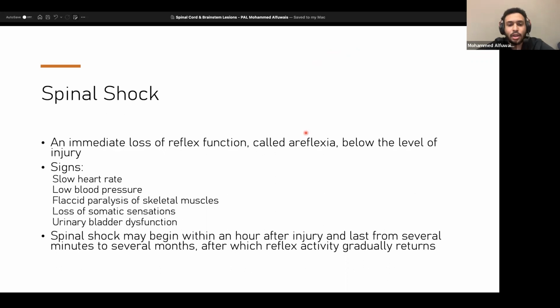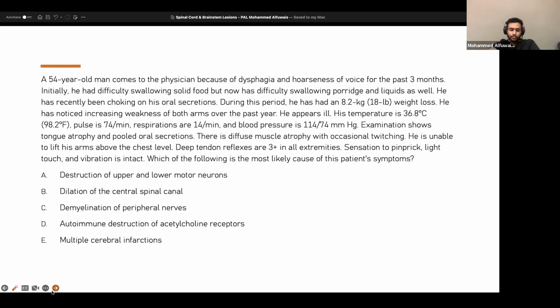No problem. Okay, so let's start with questions. I will read, and I want someone just to answer once I'm done. A 54-year-old man comes to the physician because of dysphagia and hoarseness of voice for the past 3 months. Initially, he had difficulty swallowing solid food, but now has difficulty swallowing porridge and liquid as well. He has recently been choking on his oral secretions. During this period, he had an 8-kilogram weight loss. He has noticed increasing weakness of both arms over the past year.